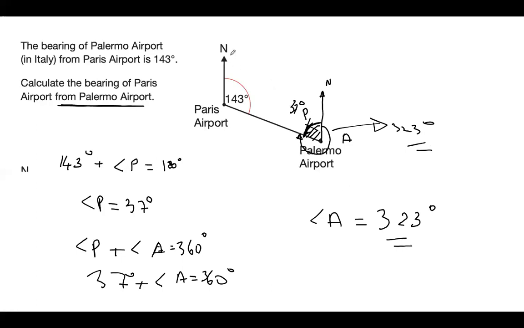So remember, you need the northern lines, and it's important to underline the word from, which means that is the point where you're going to begin to draw the angle of the bearing.